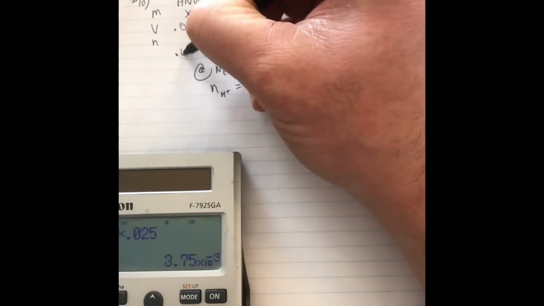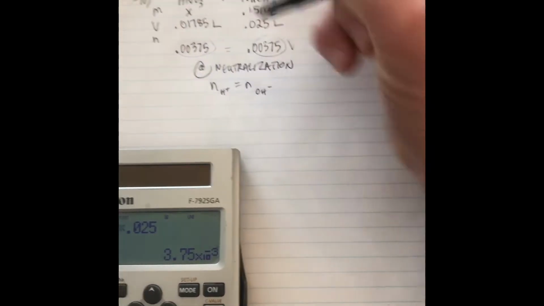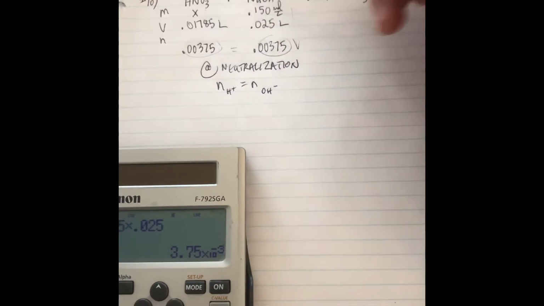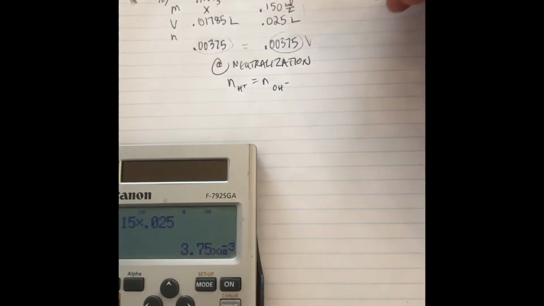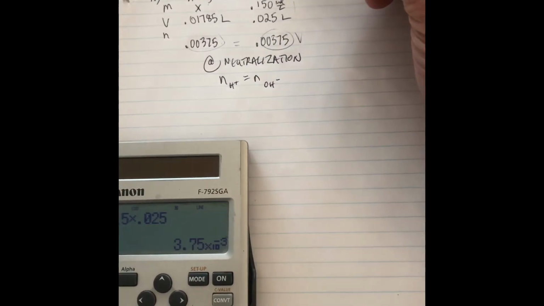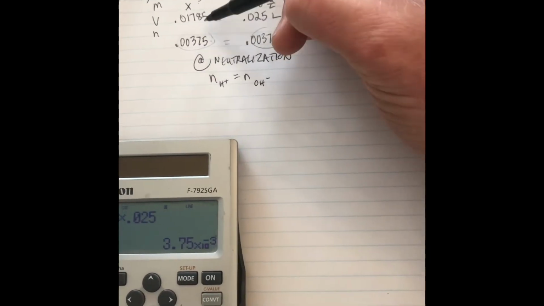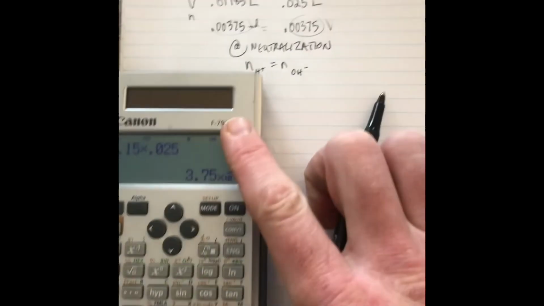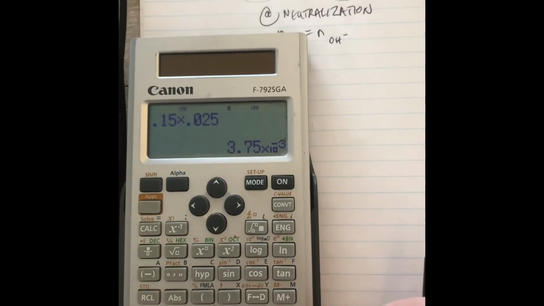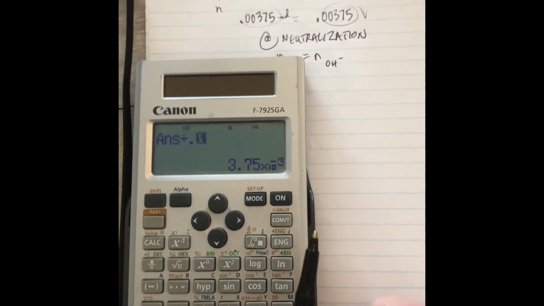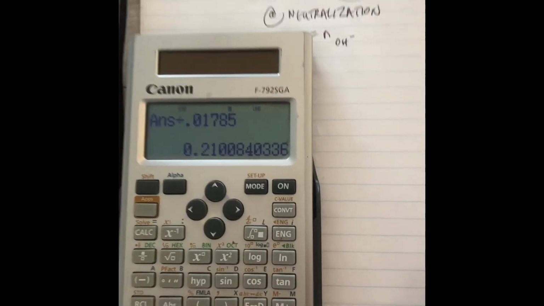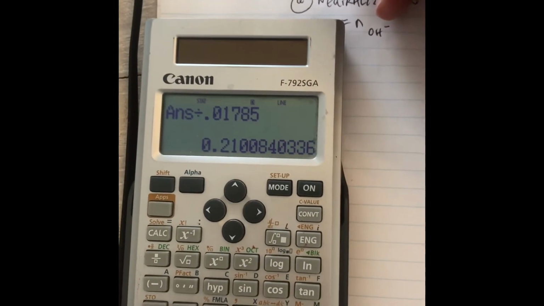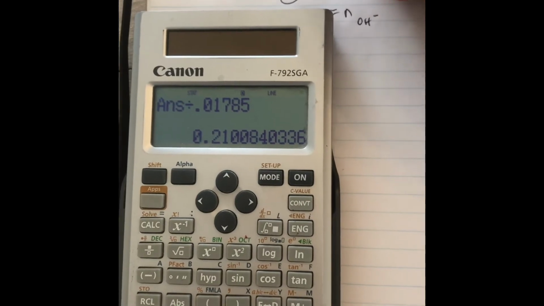So the 0.00375 goes up here. Now we're working our way back up a column. Remember, it's not multiplication anymore, because we're looking for molarity. You're actually going to take our number of moles and divide by the number of liters, and this would give us our concentration. So I still have the number of moles in the calculator. I'm going to divide by 0.01785, and I get 0.210 moles per liter.